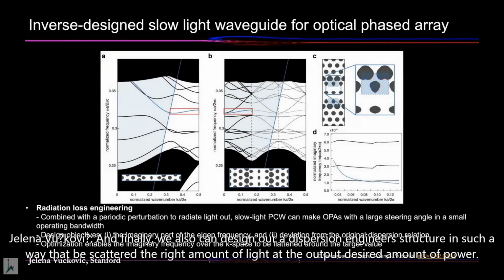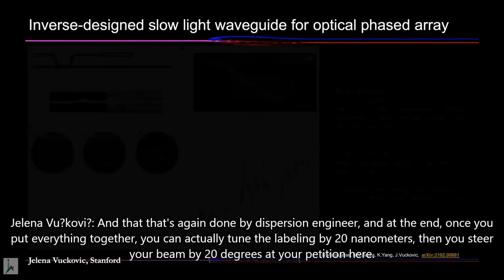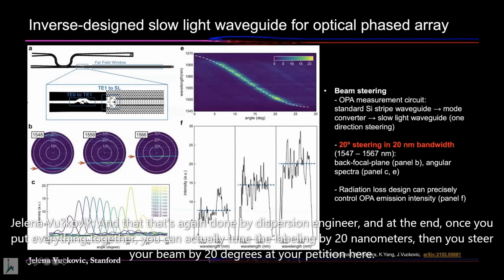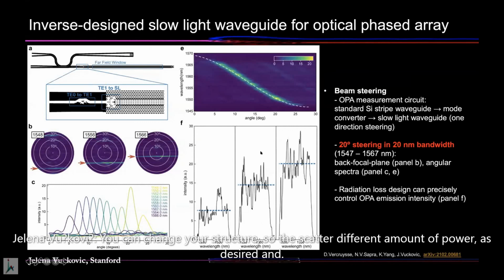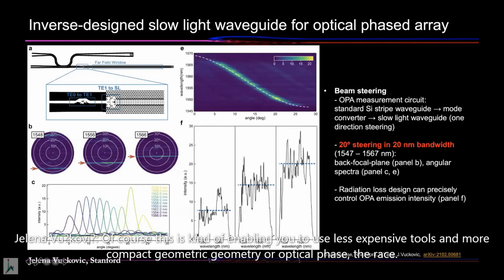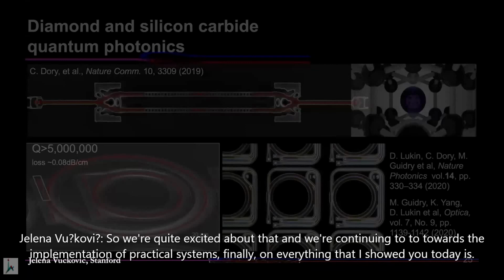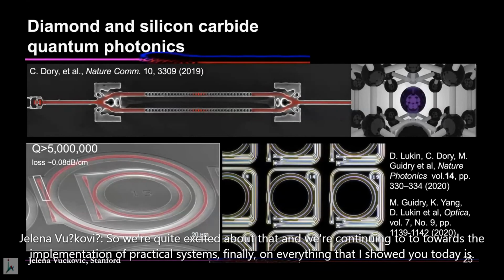Finally, we also can design our dispersion engineered structure in such a way that we scatter the desired amount of power at the output. And that's again done by dispersion engineering. Once you put everything together, you can tune the wavelength by 20 nanometers and steer your beam by 20 degrees at the output, as shown here. You can change your structure so that you scatter different amounts of power as desired. Of course, this enables you to use less expensive tools and more compact geometries for optical phased arrays. So we're quite excited about that, and we're continuing towards the implementation of practical systems.